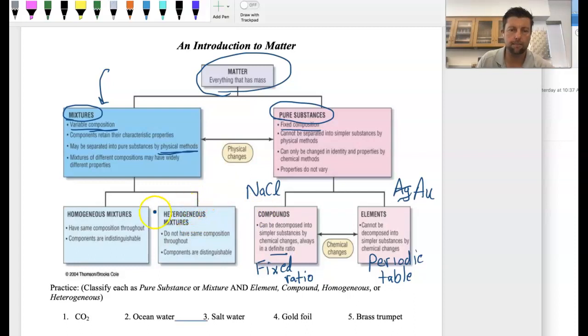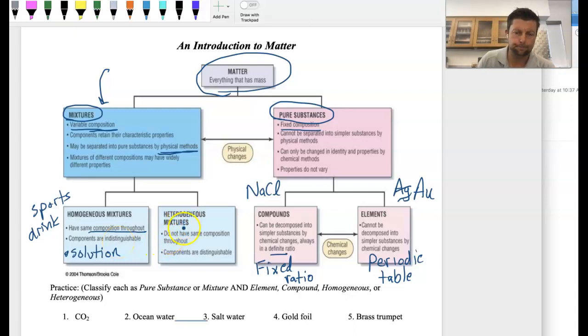With mixtures, homogeneous means it has the same composition throughout. An example of that would be a sports drink, which we mentioned in class. As long as there's no ice cubes floating around or any particles, it's going to have the same composition at the top of the drink, in the middle, and at the bottom. These are often called solutions. So a synonym for a homogeneous mixture is a solution.